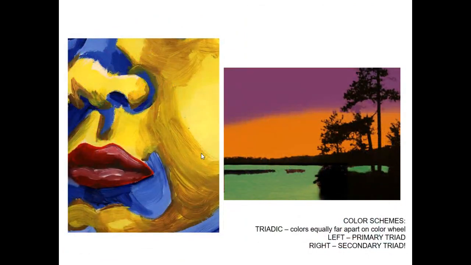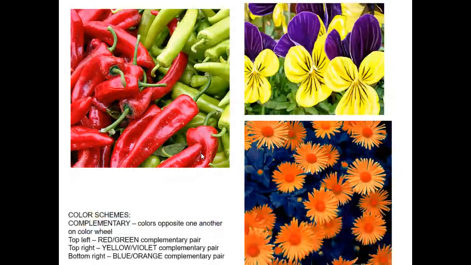These are triadic examples, and in each case, on the left, you see mostly red, yellow, and blue. Those are your primaries. And on the right, you see purple, orange, and green. Those are my secondary colors. Those are triads, groupings of colors equally far apart on the color wheel.